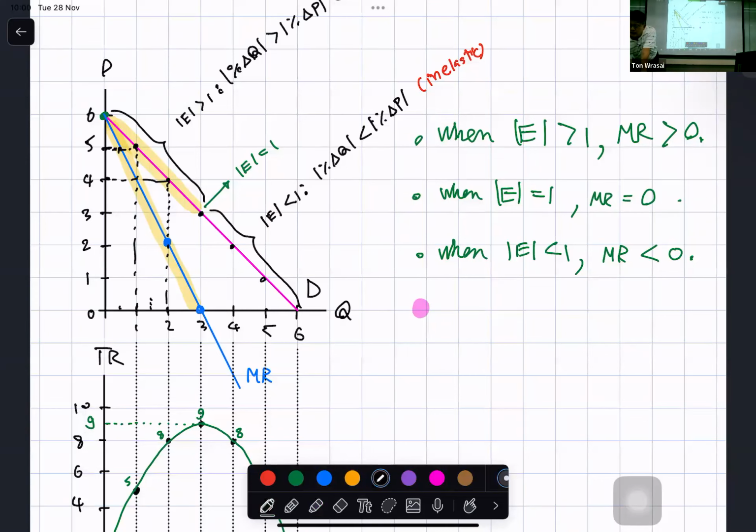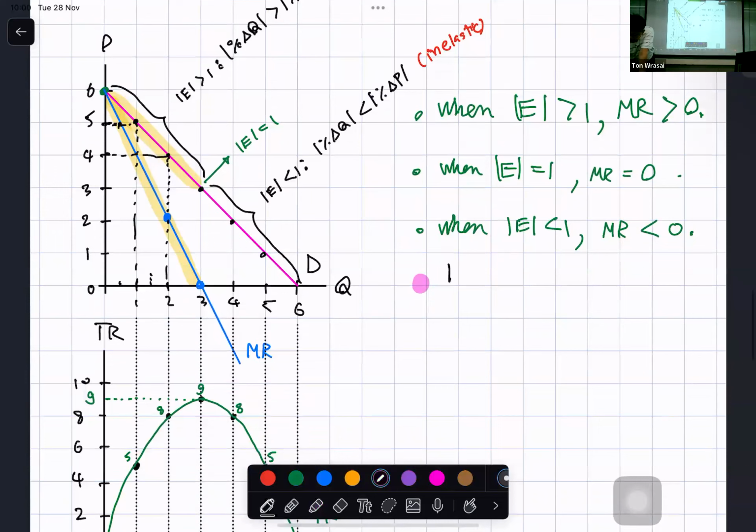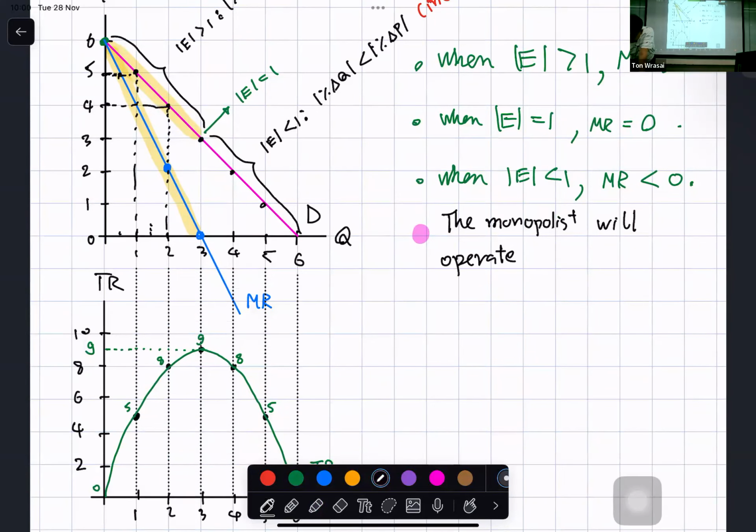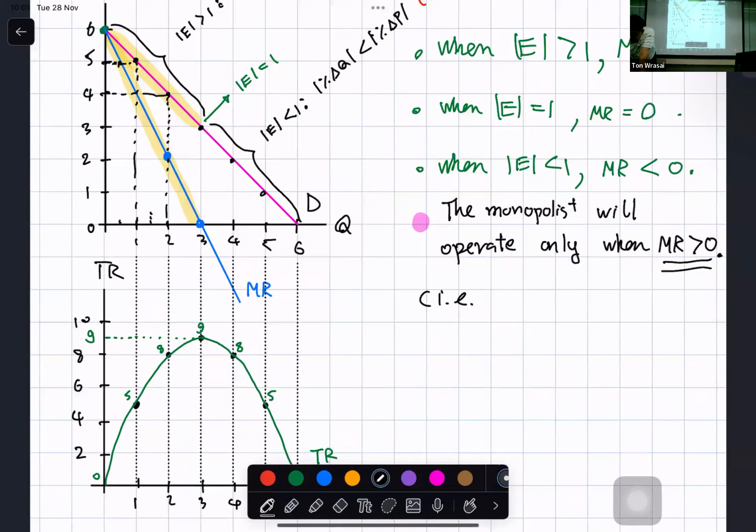So when we consider the 3 bullets, we found a fact. The monopolist here will operate only when marginal revenue is positive, i.e., he will never sell more than 3 in this diagram. More than Q equal to 3. Never, ever.